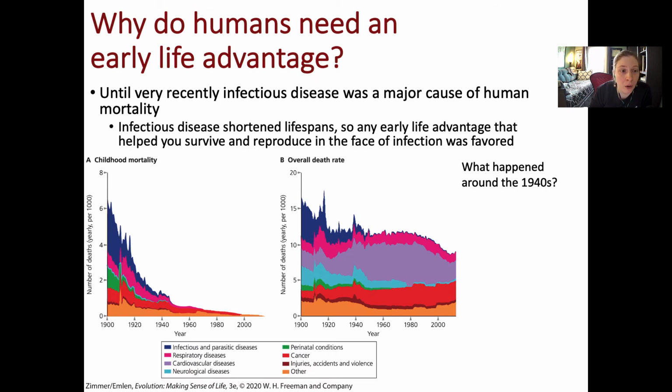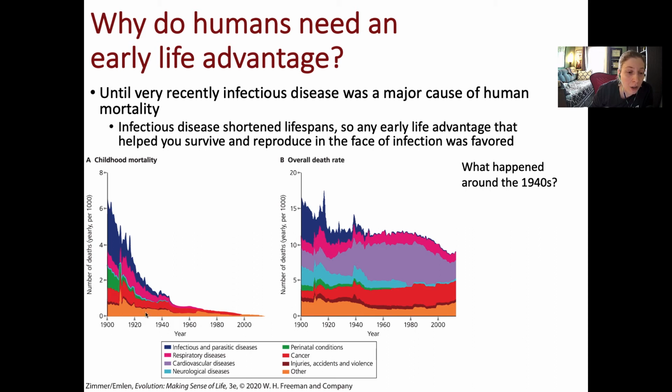And so why might we need early life advantages? Why, over the course of our evolutionary history, have they been selected for? Until very recently, infectious disease was a major cause of human mortality. The graphs down here show you two things. A shows you childhood mortality from 1900 to 2000. B shows you the overall death rate from 1900 to 2000.